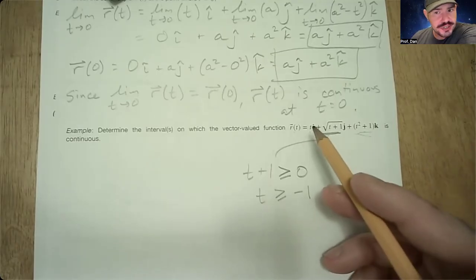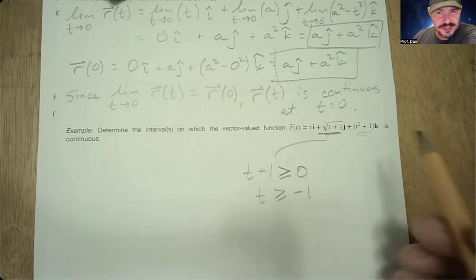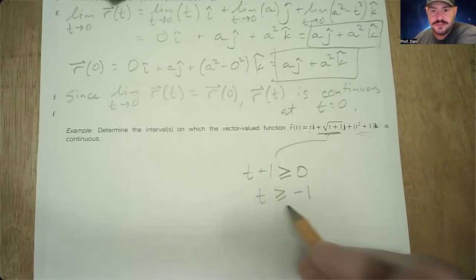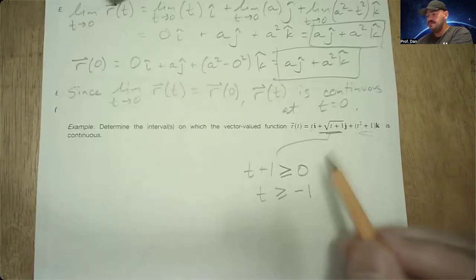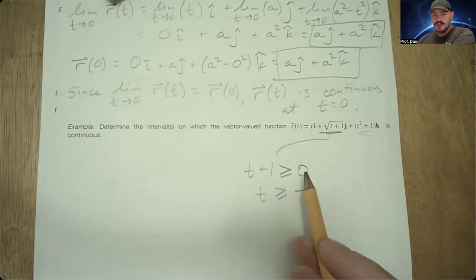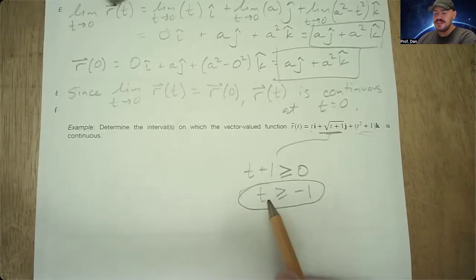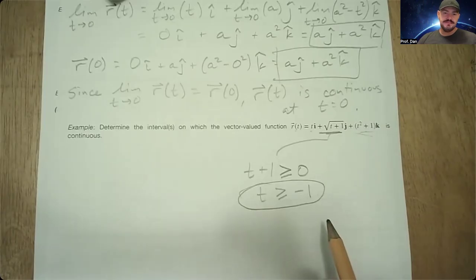Since there are no restrictions on my x component or my z component, this is the only one that has issues. This would be the answer that we're looking for. So we know that r of t is going to be continuous for any value of t that is greater than or equal to -1. And there we go. Easy peasy.